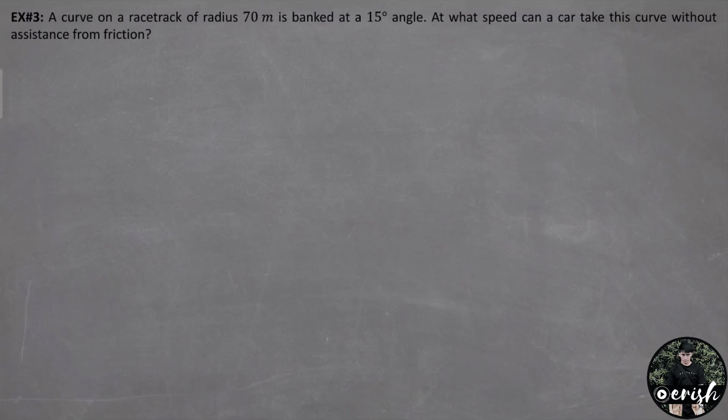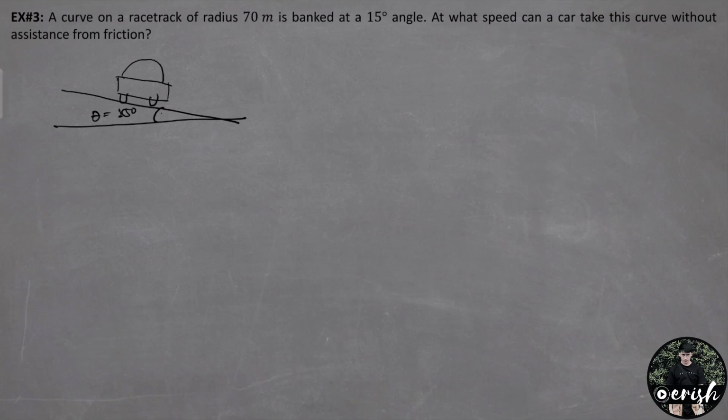Example number 3, a curve on a racetrack of radius 70 meters is banked at a 15 degrees angle. At what speed can a car take this curve without assistance from friction? Let's draw first the figure. So this is the bank road with a 15 degrees angle, say theta. And this is the car.